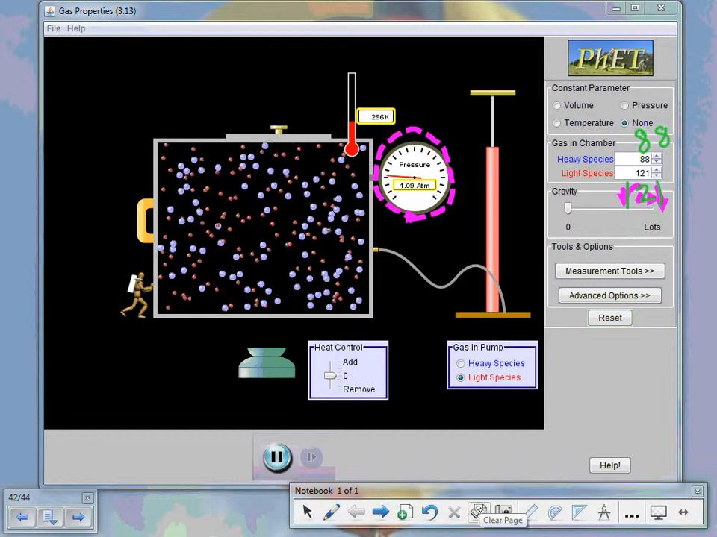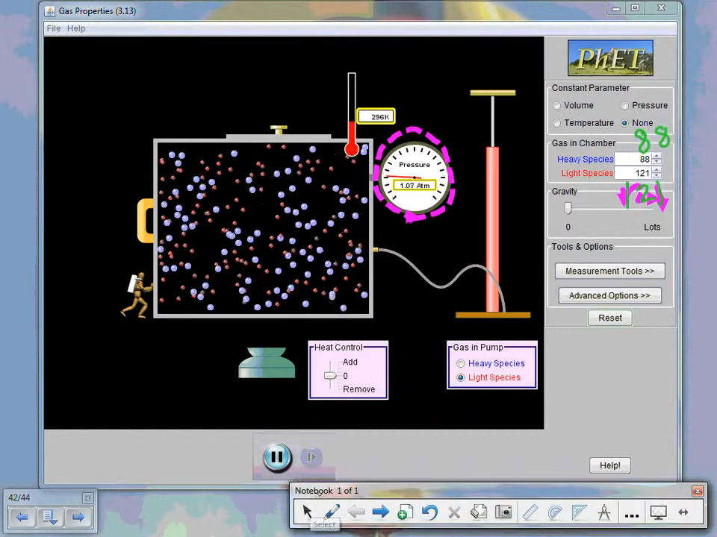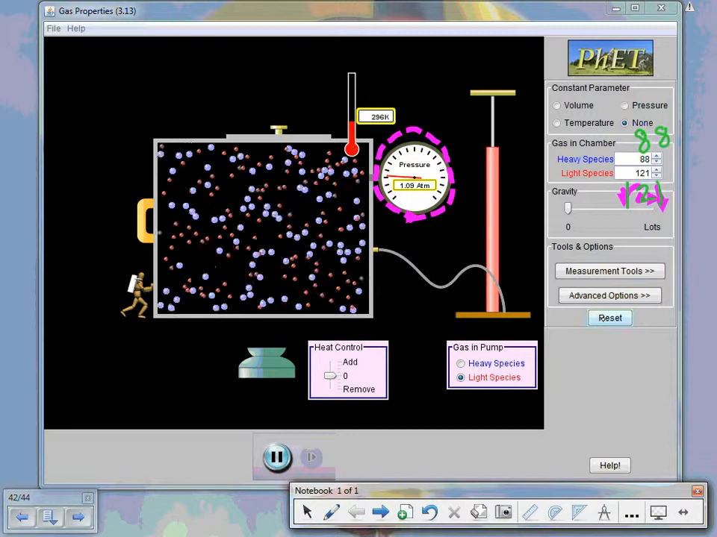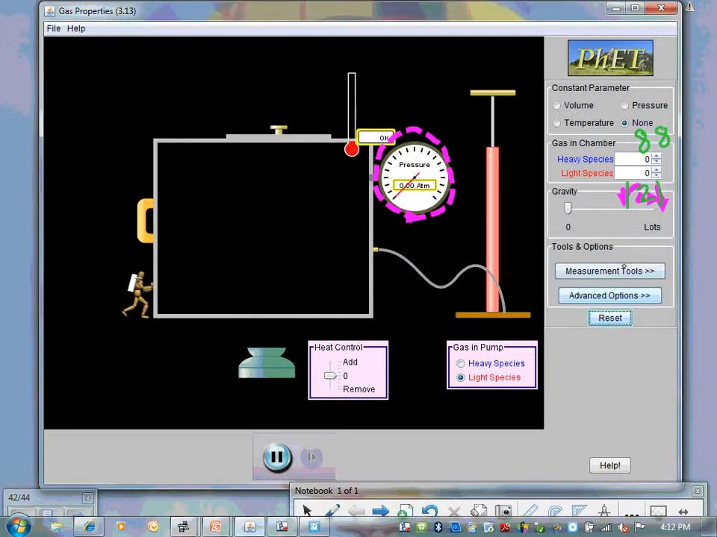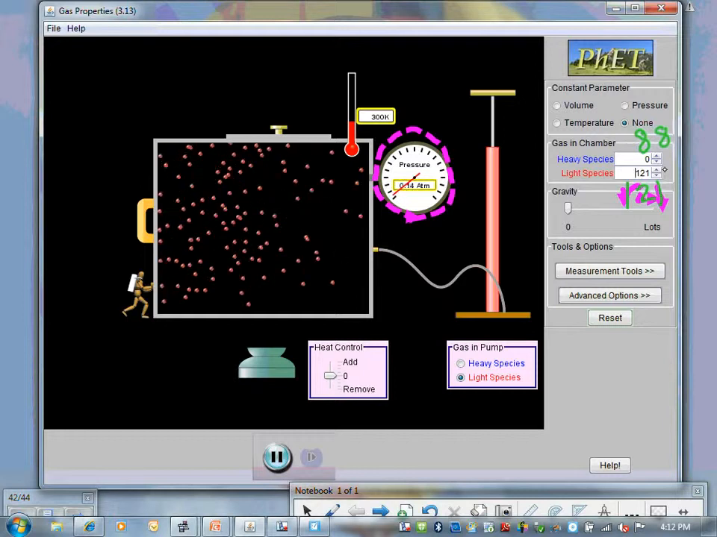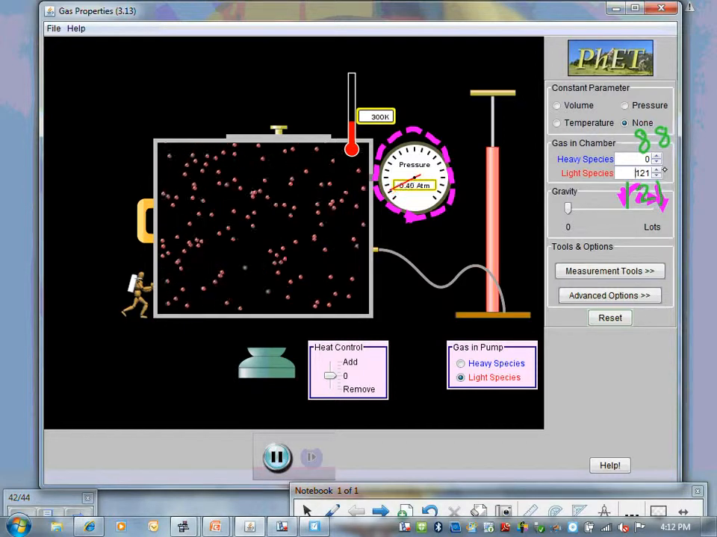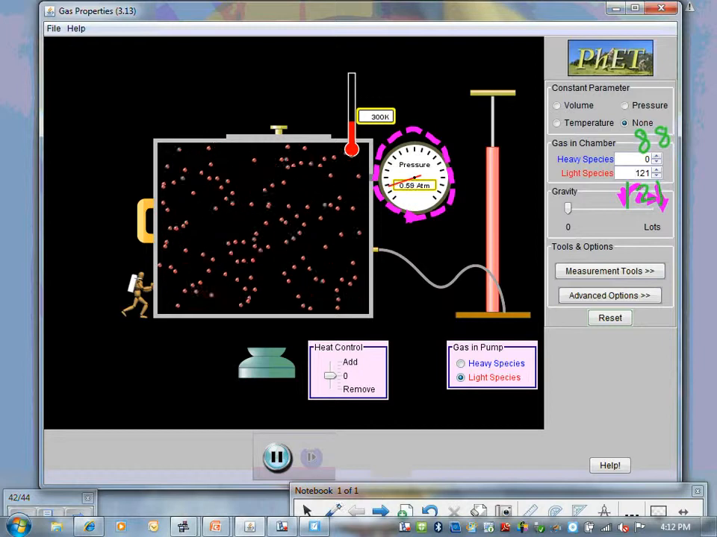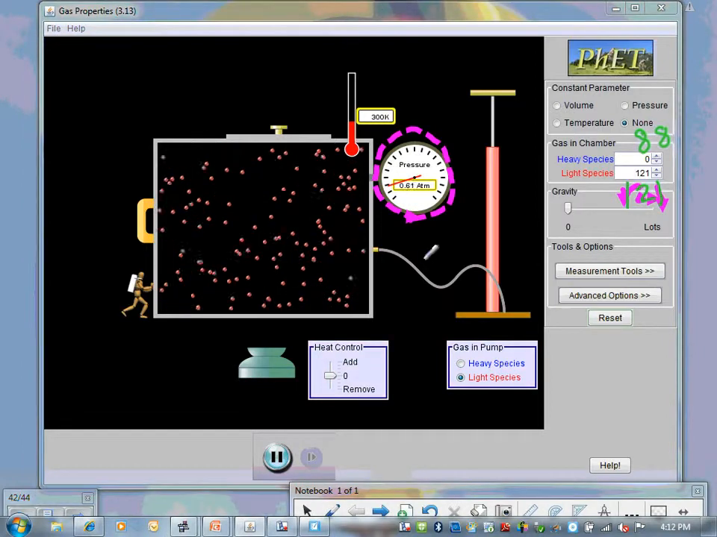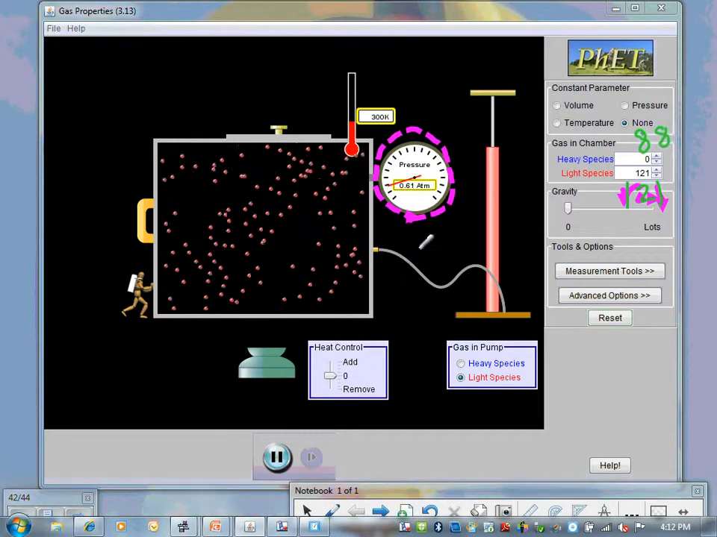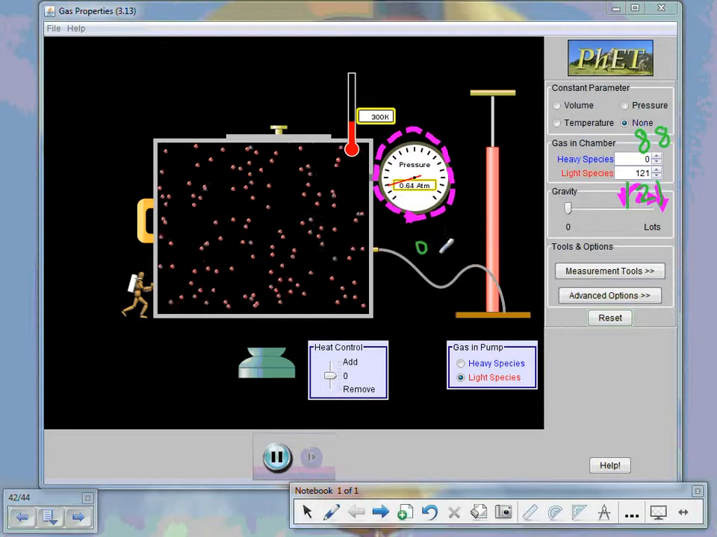All right, so here we go. Let's take out all of our gases, reset, and let's look at one pressure at a time. So how many light species? 121, right? Yes. Okay, there they are. They're going in there. And what's our pressure for just this particular gas? Hanging around 0.62.